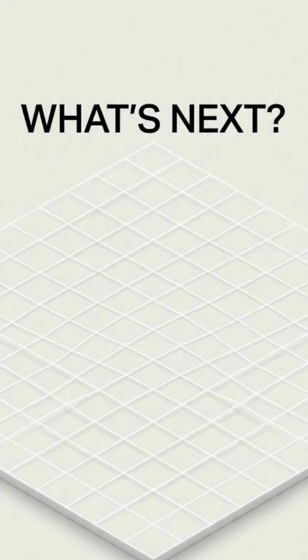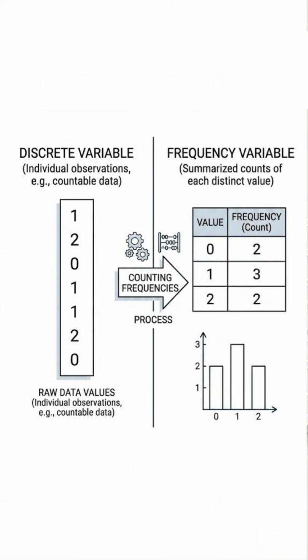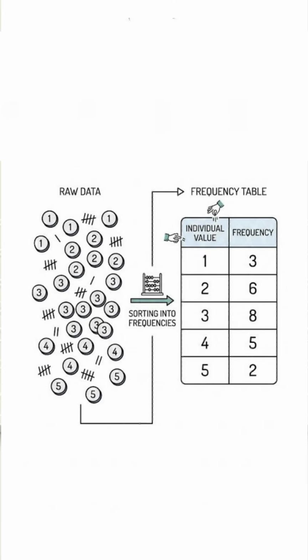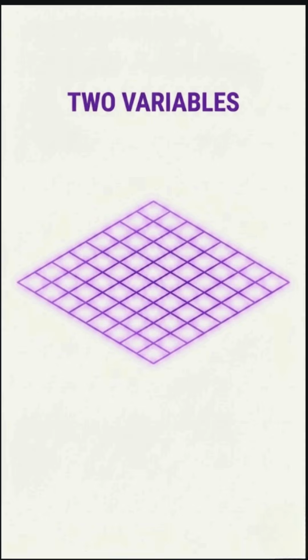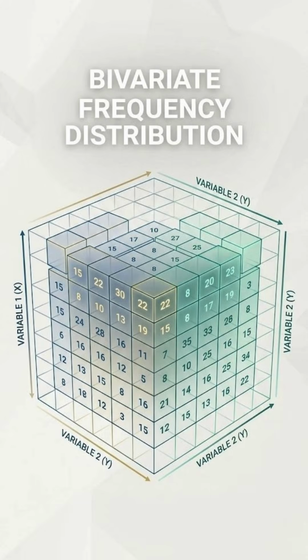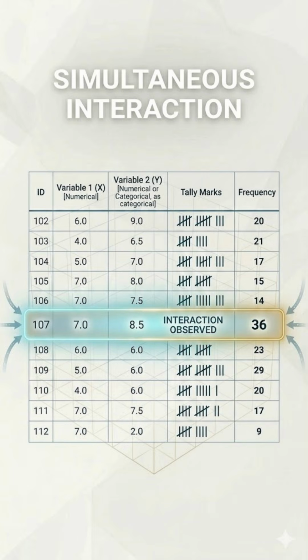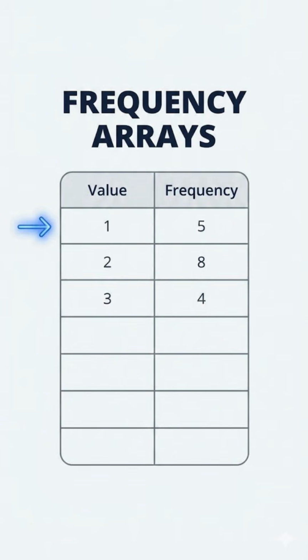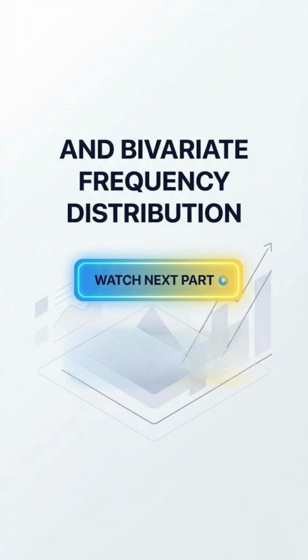Finally, the chapter extends the idea further. For discrete variables, we use frequency arrays where individual values are listed with their frequencies. And when two variables are studied together, we construct a bivariate frequency distribution. That means we observe how two variables interact simultaneously. Let's cover frequency arrays and bivariate frequency distribution in the next part.